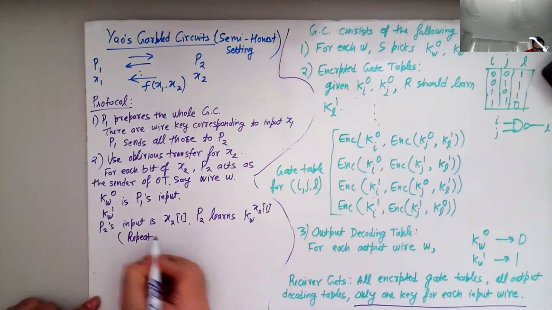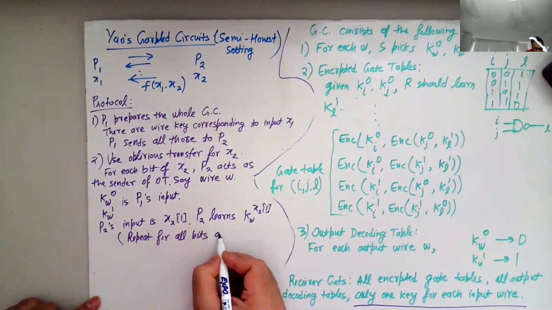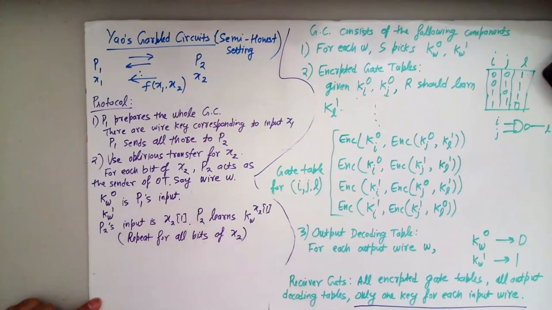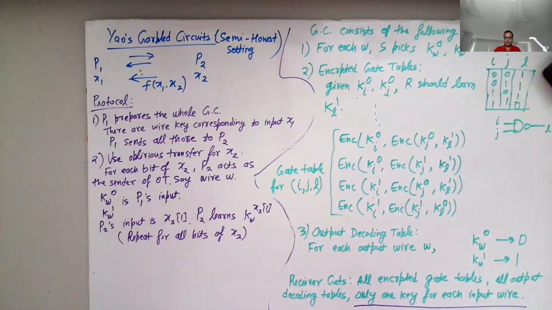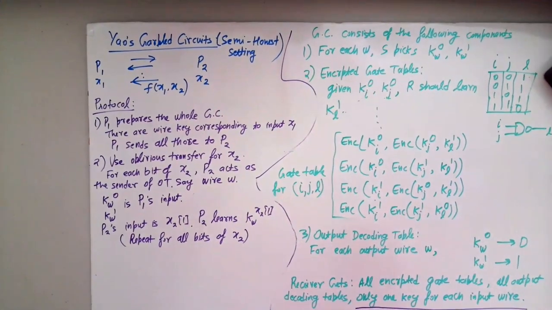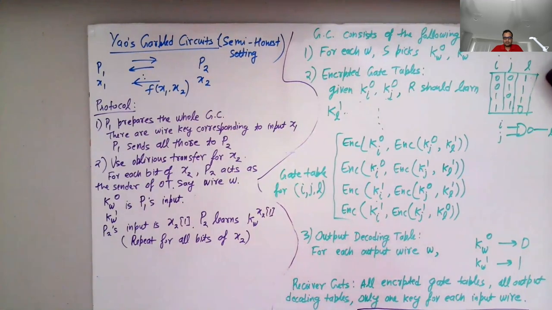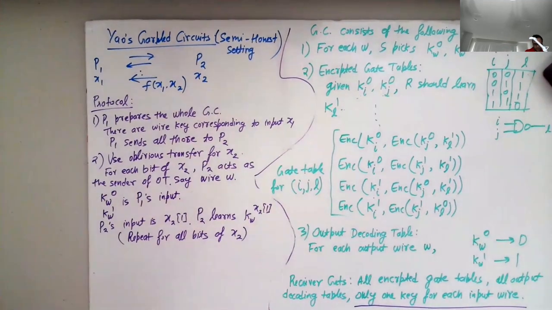And then you repeat for all bits of X2. So shouldn't it be P1 learns KW X2 of 1? No, P2. P1 prepares the garbled circuit. So at the end of this step, P2 has exactly one key for each input wire. So P2 is ready to start evaluating the garbled circuit.